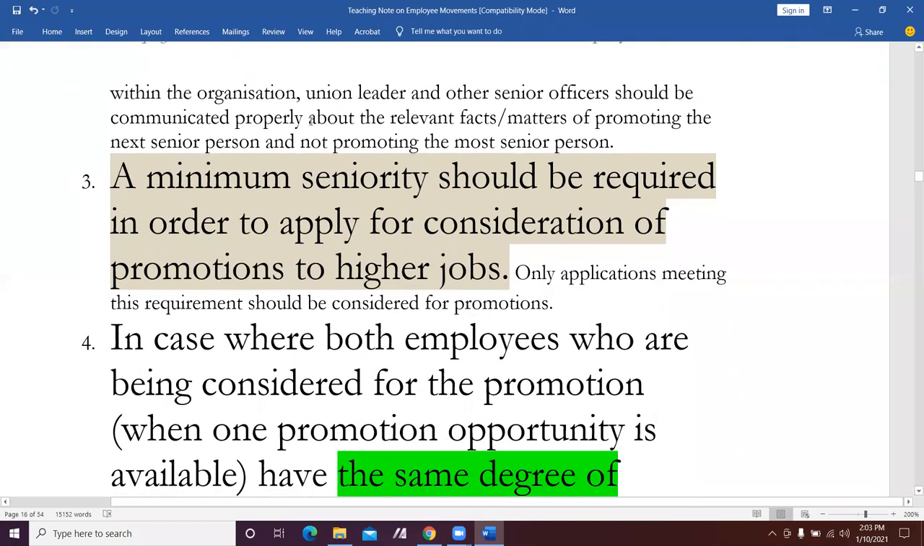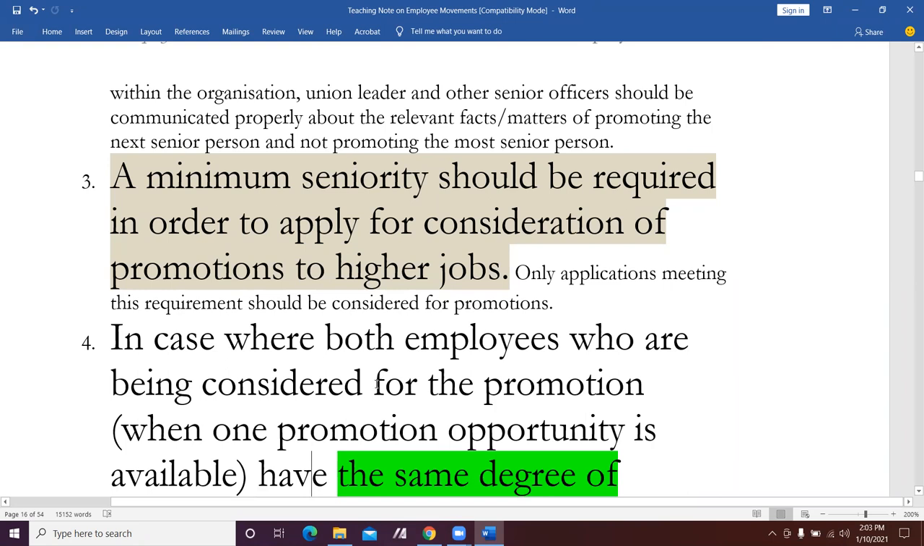Okay, then minimum seniority, another guideline. A minimum seniority should be required in order to apply for consideration of promotions to higher jobs. For example, to become a university professor, a minimum of 15 years of serving as an academic is needed. So likewise, to become general manager of the organization, a minimum of 10 years, a minimum seniority, we can have.